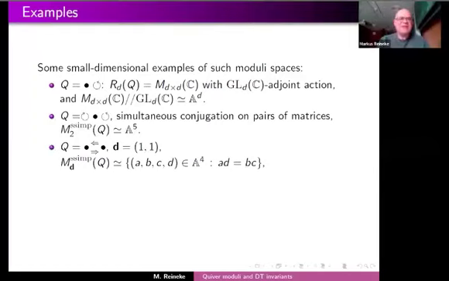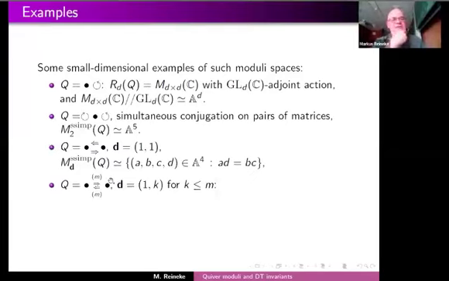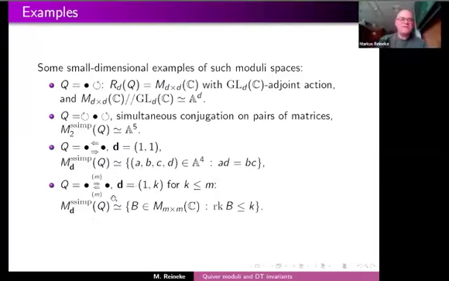And finally, generalizing this, let me consider the most complicated example, which we will later treat with DT theory. 2 vertices, m arrows in one direction, m arrows in the other direction, and the dimension vector is (1,k). And then if you work through the definition, then you will see that the moduli space is the space of m by m matrices of rank less than or equal to k.